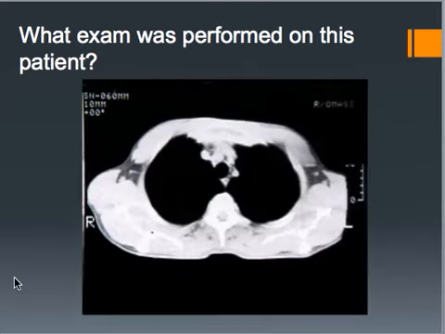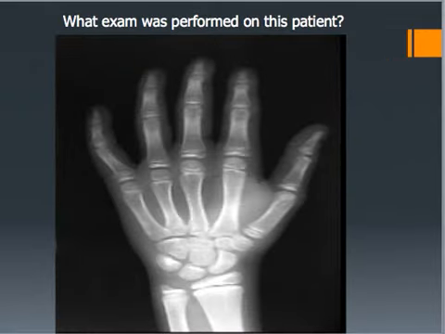What exam was performed on this patient? So again, we see the black air in there, right? This is a chest CT because we're looking at the lungs. It's just at a different level, so you're not seeing the heart fully in this image. What exam was performed on this patient? This is a hand x-ray.